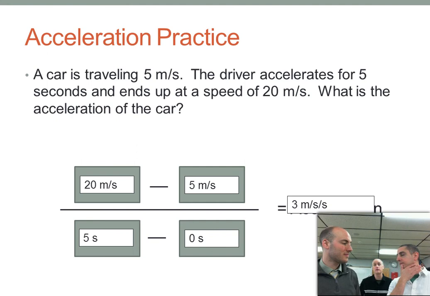Here's acceleration coming back. What meters per second squared means is that every second of time that goes by, that car is going an additional 3 meters per second faster. It's increasing in this case, or if it's negative, it would be decreasing at the same rate.